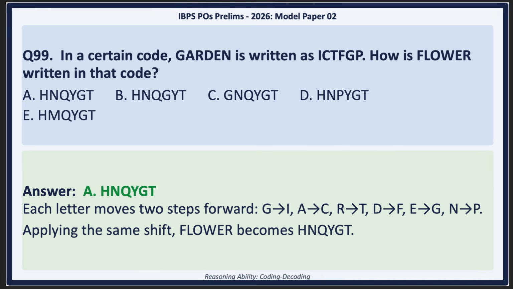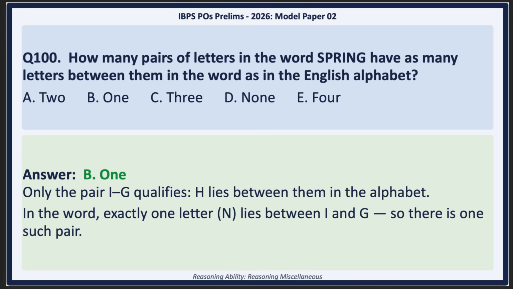Perfect. And the final question, number 100. How many pairs of letters in the word spring have as many letters between them in the word as in the English alphabet? Okay, so you just have to mentally check the gaps. Right. And the only one that fits is I and G. Let's see. In the alphabet, it goes G, H, I. There is 1 letter between them. And in the word spring, there is also exactly 1 letter N between I and G. That is 1 pair matching the standard spacing.